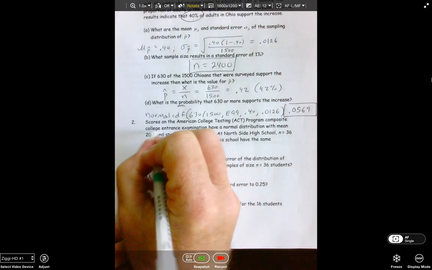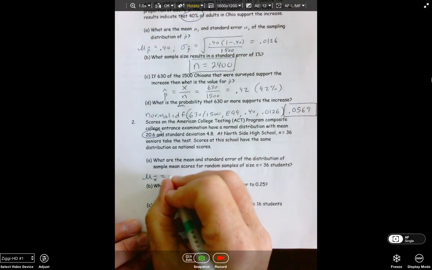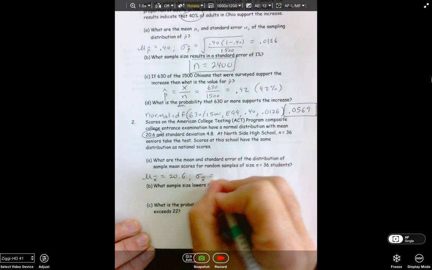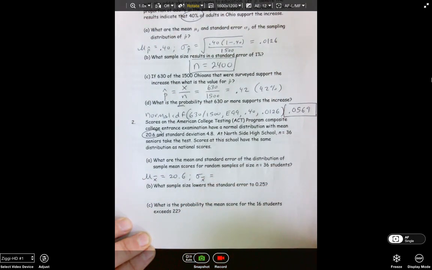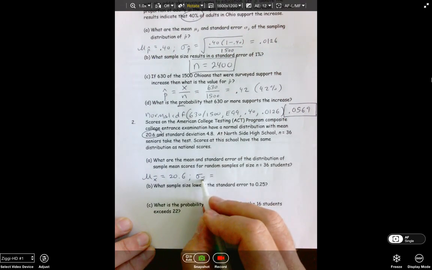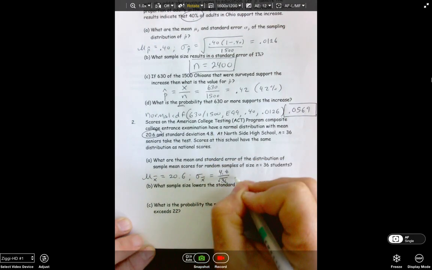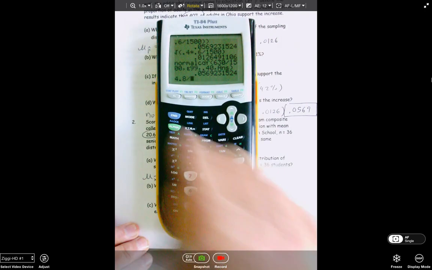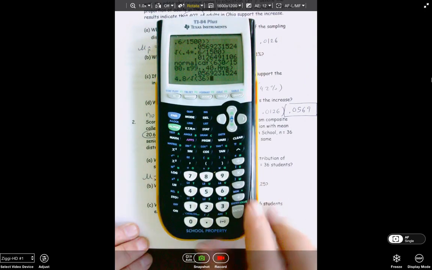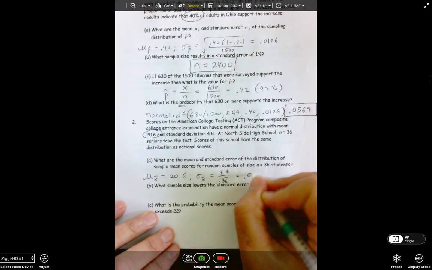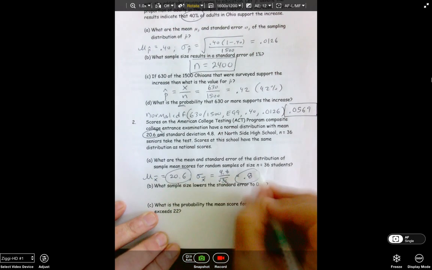So the mean is the mean of the original population. Guys, remember, since we have a normal distribution, we don't have to worry about sample size. It's over 30 anyway, but it didn't have to be. It just had to be 2 or bigger. So 4.8 divided by the square root of 36. And yes, I do know the square root of 36 is 6. All right, so 0.8. Don't you love it when these things turn out to be like that?